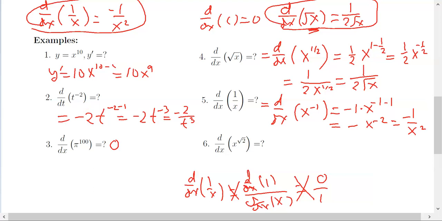I mean, you can memorize whatever you want, but it's not worth memorizing x to the square root of 2, for example, because that's easy enough to work out. That's going to be square root of 2, x to the square root of 2 minus 1. And I really can't simplify that in any way. And as I said, most textbooks don't allow these kind of exponents for a while, but eventually they say, okay, yeah, this power rule works for any kind of power. So I'm just going to start using it for any kind of power.